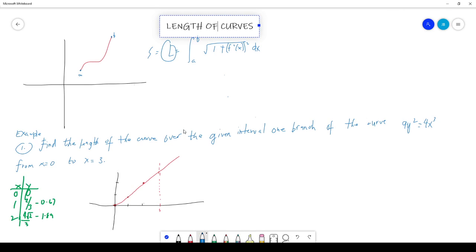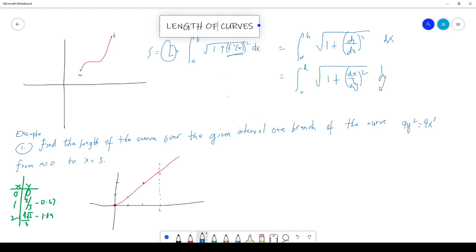So let's start with the first example. Actually, this is if x is your limits. But for y, it is just equivalent to the integral from a to b of the square root of 1 plus dy over dx squared, dx. But if your limits are in y, then that's from c to d, the square root of 1 plus dx over dy squared, dy.